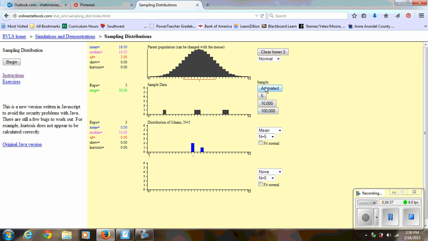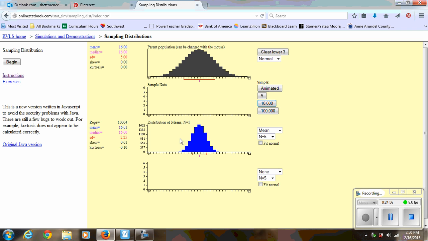I can keep doing this. Those are the next 5 people that were selected. Then their mean was a little bit higher. I select another 5 people. There's their mean. I can do this 10,000 times. And that's what my distribution looks like. Notice that in my original population, the mean was right here in the center.